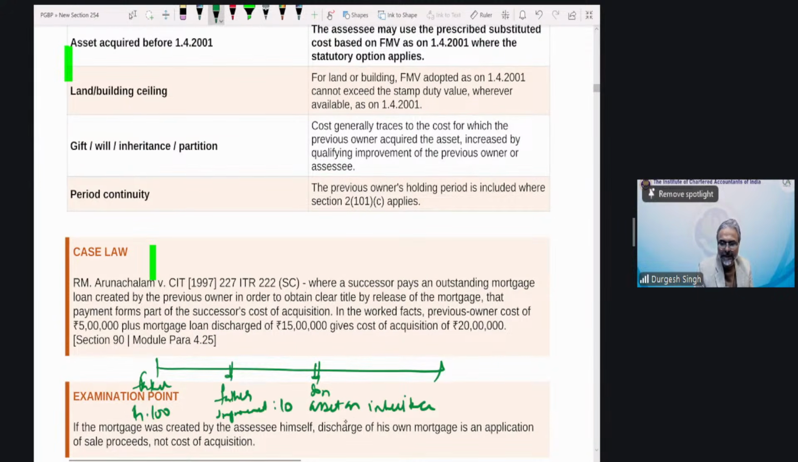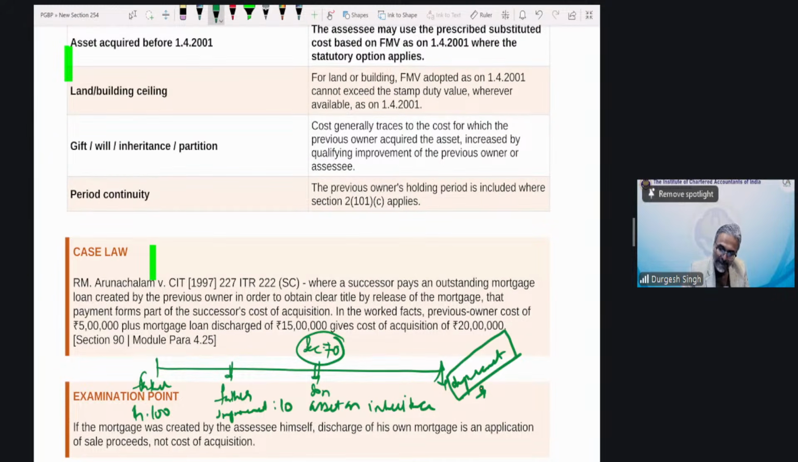Inheritance. So because of inheritance, section 70 will apply, not a taxable transfer. Then son has also done the improvement in this case. Son has also done the improvement, students. And that improvement, in this context, say it is 20. And then finally, son is transferring. Transfer of capital asset by son.